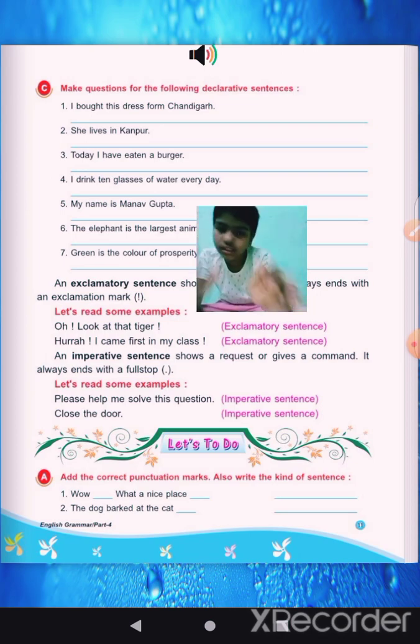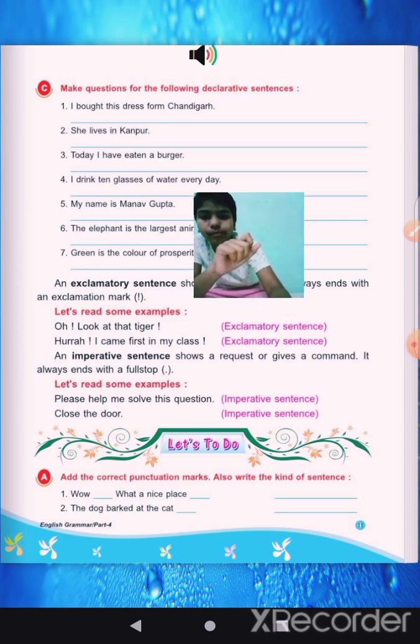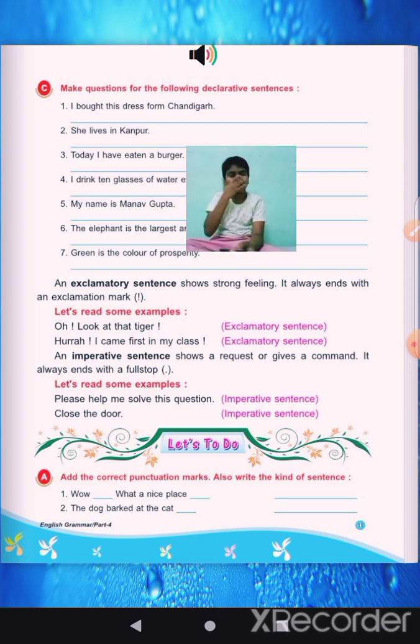Listen, okay? An exclamatory sentence shows a strong feeling. It always ends with an exclamation mark. Let's read some examples. Oh, look at that tiger! Exclamatory sentence. Hooray! I came first in my class! Exclamatory sentence. Now you notice how it is read. Oh, look at that tiger! Hooray! I came first in my class, like that.